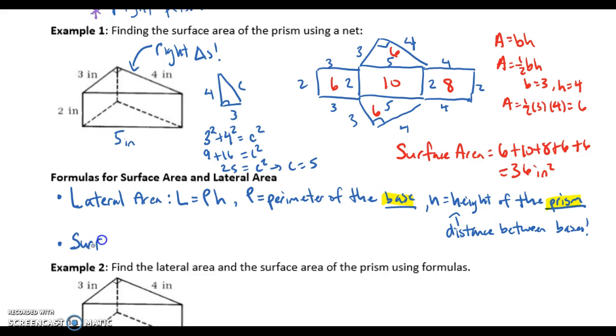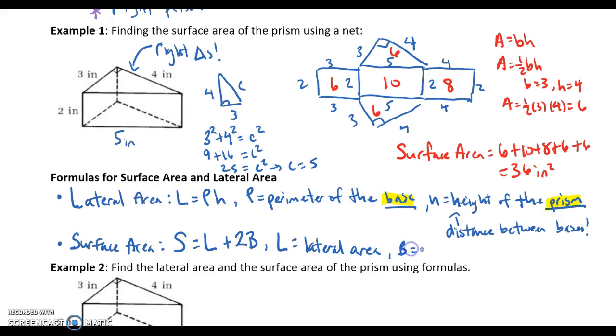Surface area is capital S, and that's just lateral area plus the area of the two bases. So that's 2 times capital B, right? So L is lateral area, and B is the area of one base. And really, that's what we did with the net. So I had the two 6s for the triangles. That's the 2B, right? Perimeter times height.